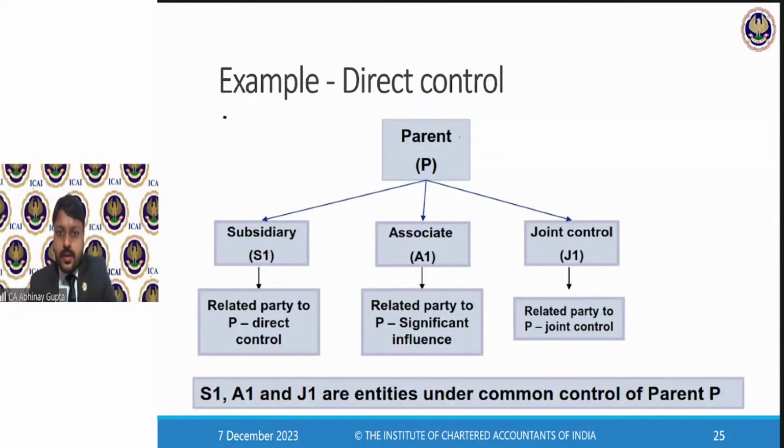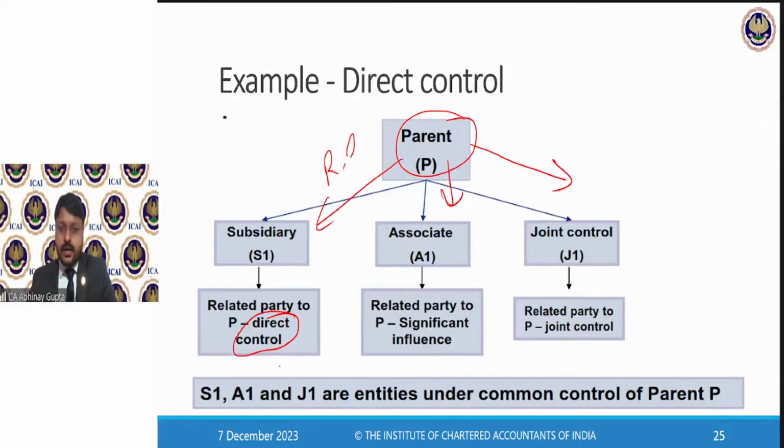Now, the parent is P, with subsidiary S1, associate A1, and joint control J1. So is the subsidiary related? Yes, it is a related party because it is direct control. The associate is a related party because of significant influence, and the joint venture because it is joint control. So they are all related parties to P. This is crystal clear; we have already understood this.